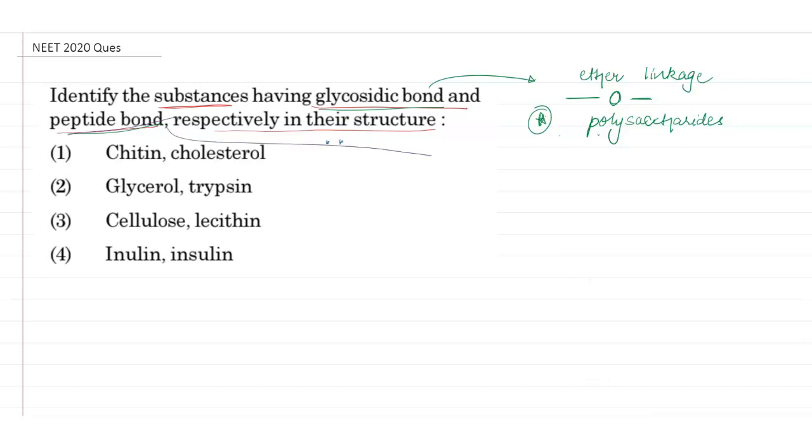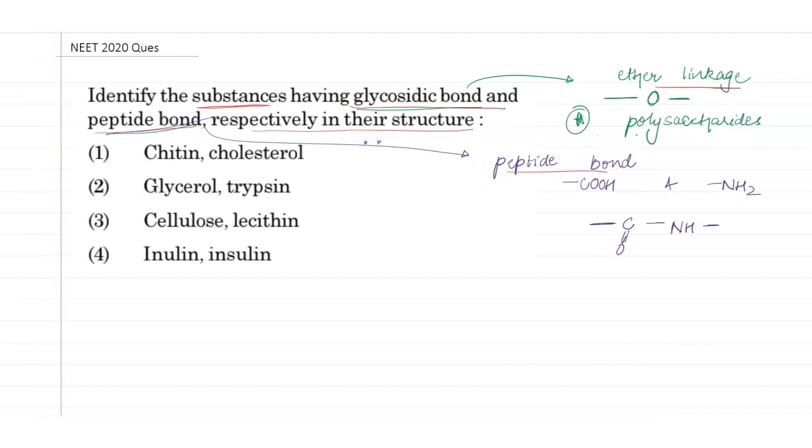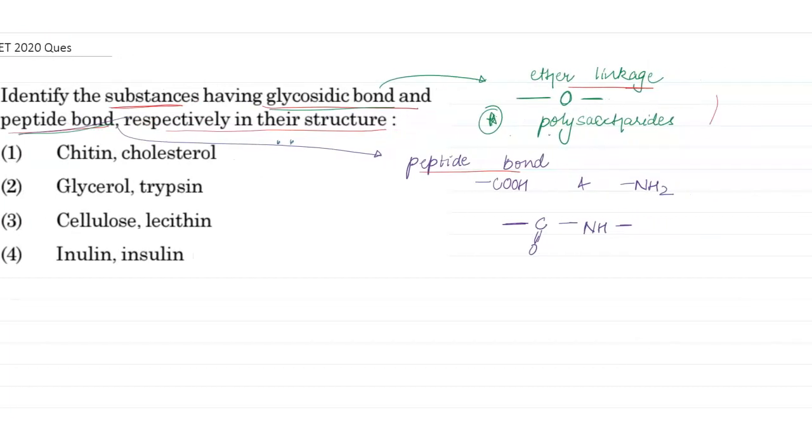Now हम देख लेते हैं peptide bond क्या होती है. Peptide bond is formed by a carboxylic group and an NH2 group. Dehydration occurs, and this kind of bond is formed, and this bond is known as peptide bond. Now keep in mind that both of these bonds, the glycosidic bond and the peptide bond, are formed via the dehydration of water.